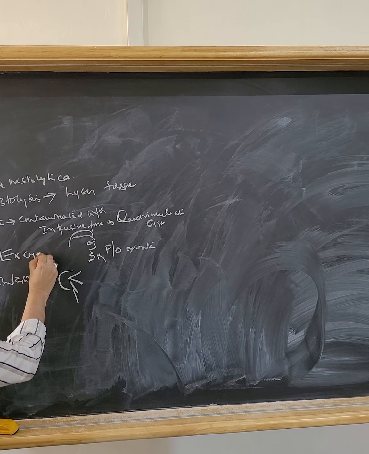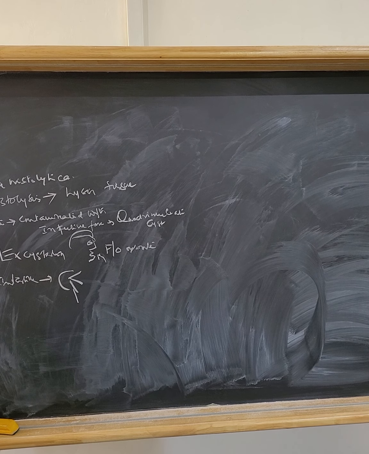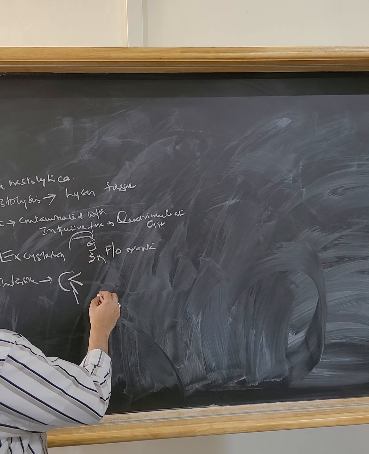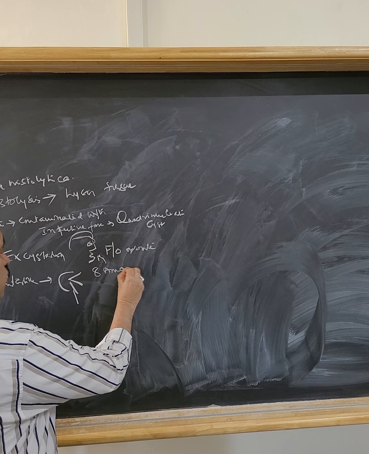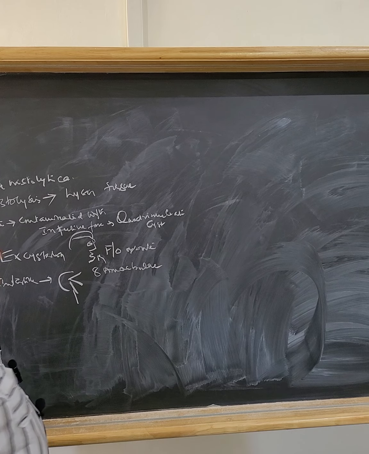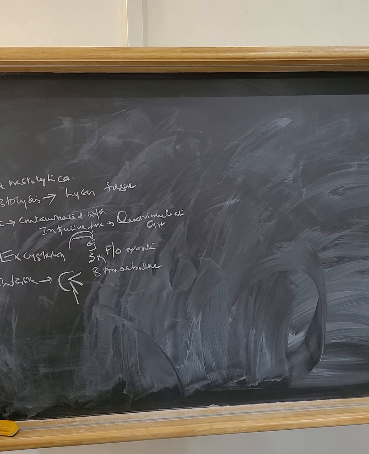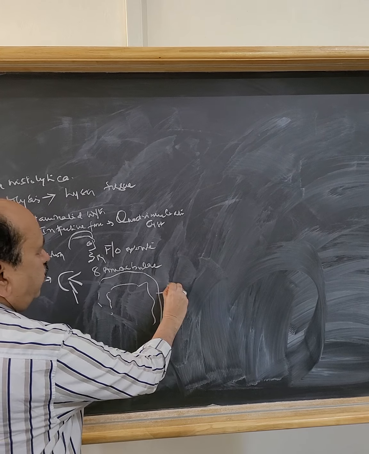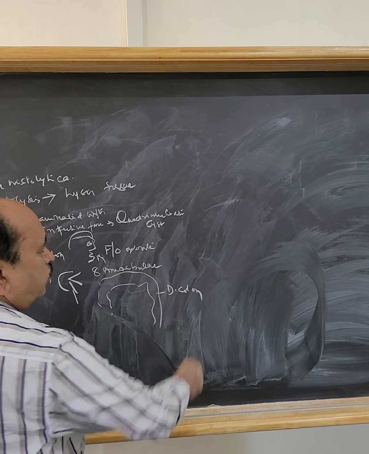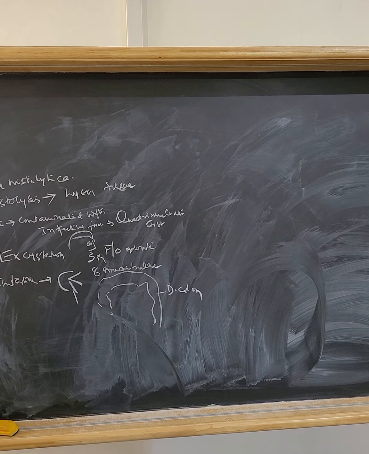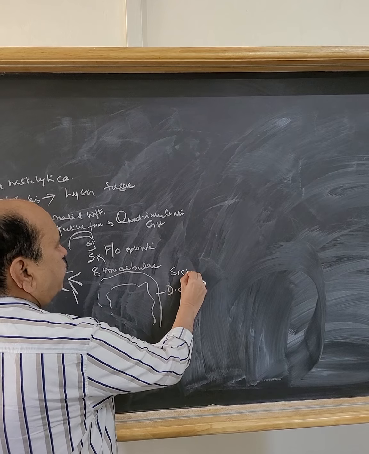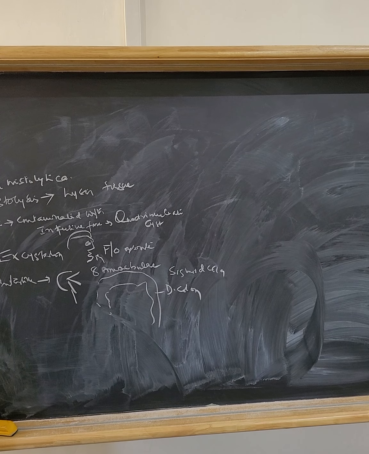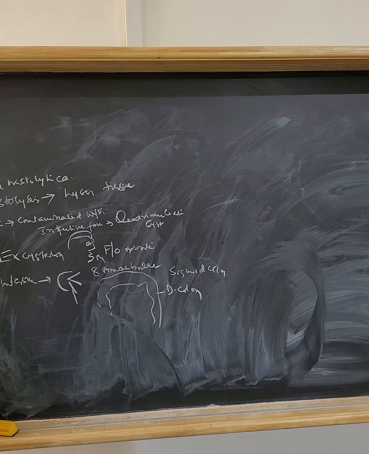Excystation. So eight amoebulae are released and they go to the descending colon and sigmoid colon. They go to the descending colon and cause amoebic dysentery.